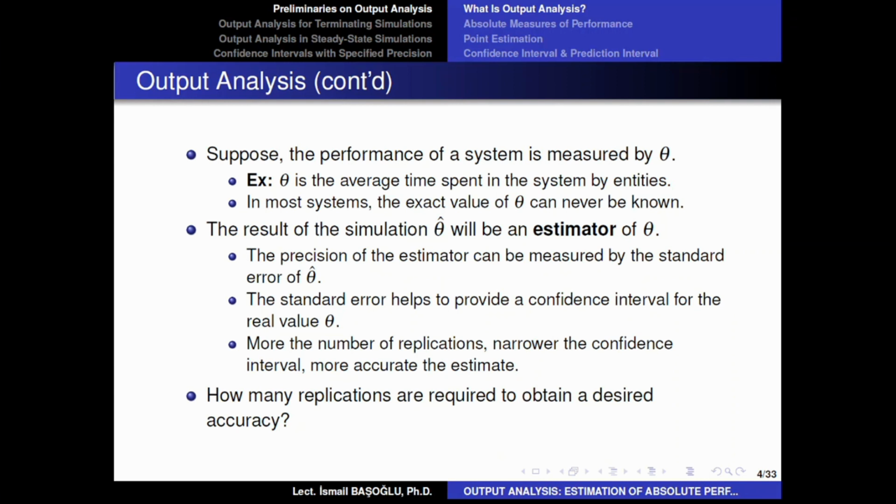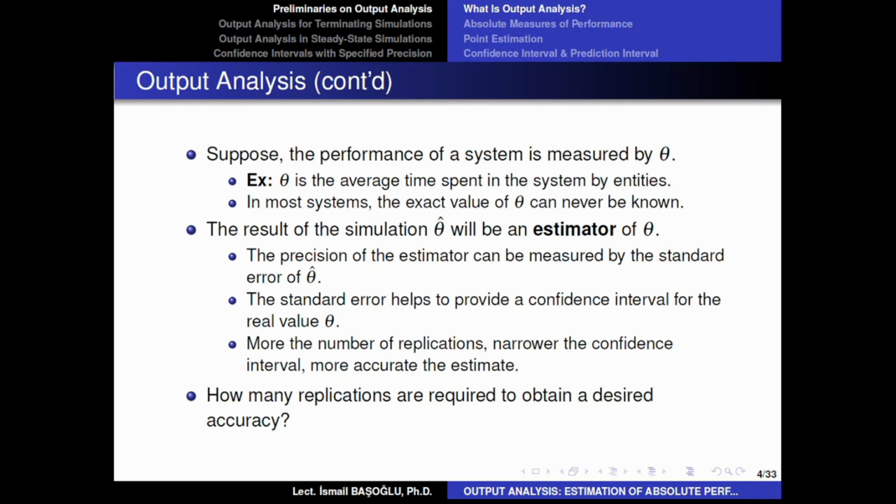I mean, for terminating simulations, it may be possible, but still there will be some errors coming from the statistical procedures and observations. Therefore, this theta cannot exactly be known, but we want to know it. Not exactly, but with a certain accuracy, we want to know it. So the result of the simulation will be theta hat, and it is going to be an estimator of theta. It is not going to be exactly equal to theta, but we will say that it is just a predictor of it. And the precision of this estimator can be measured by the standard error of theta.